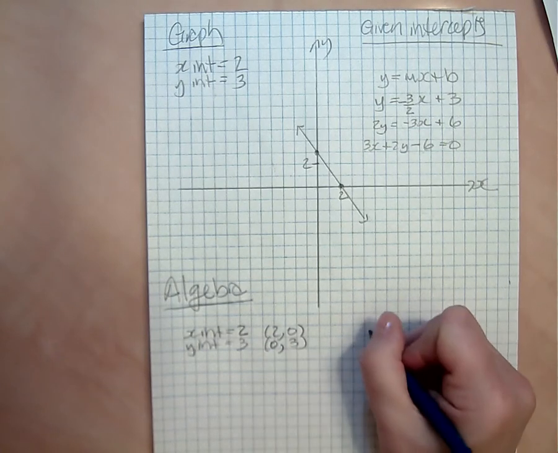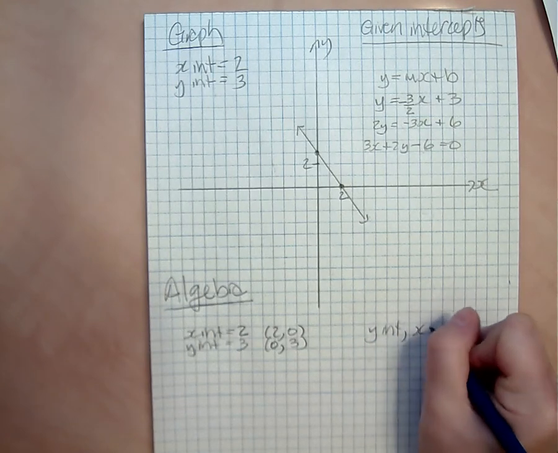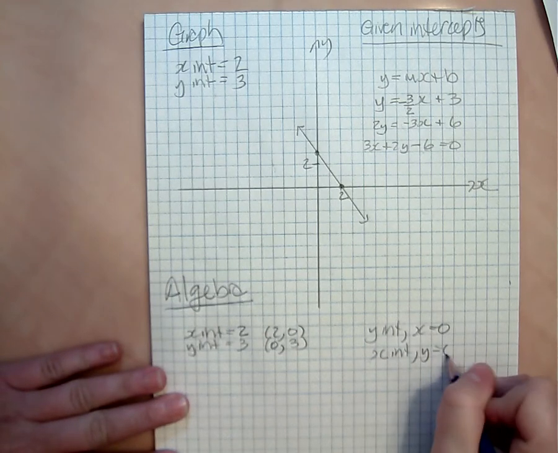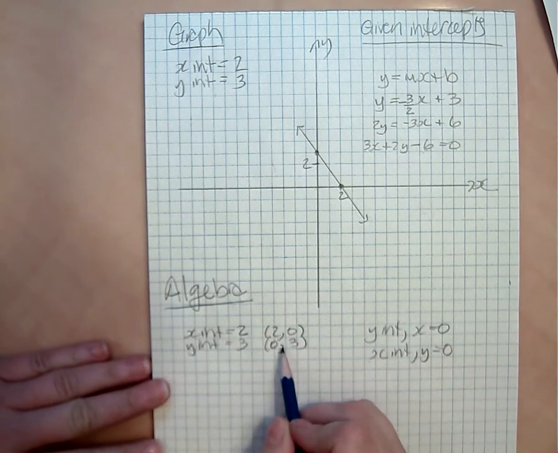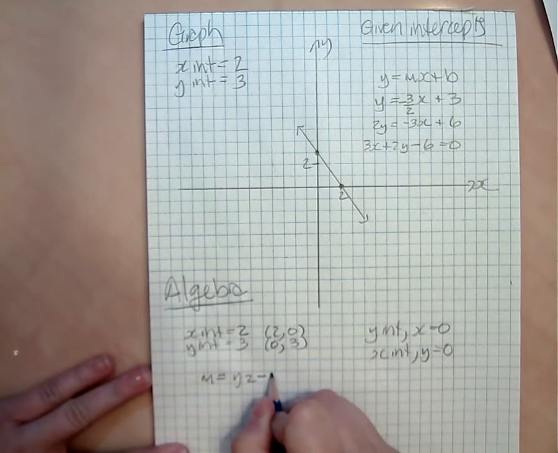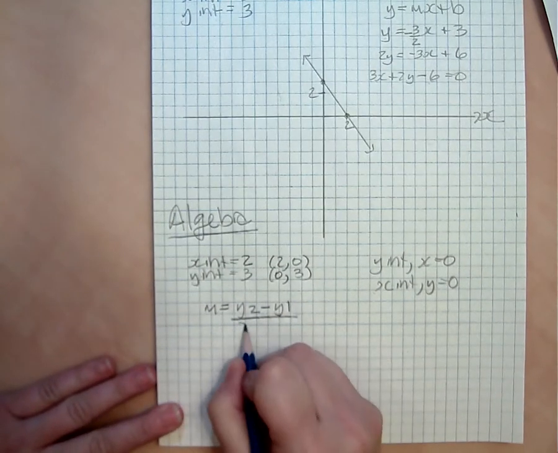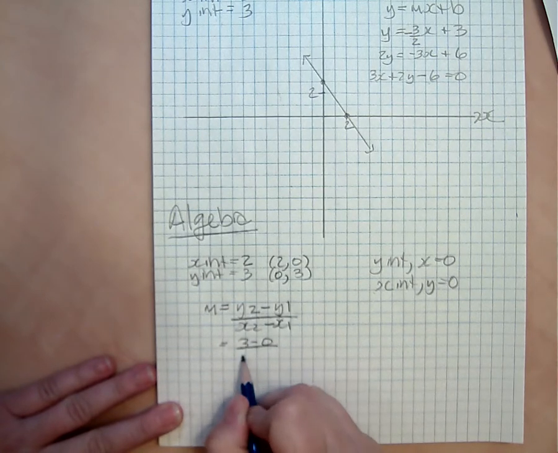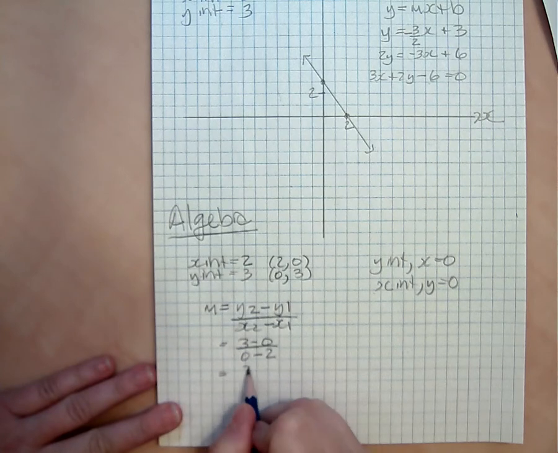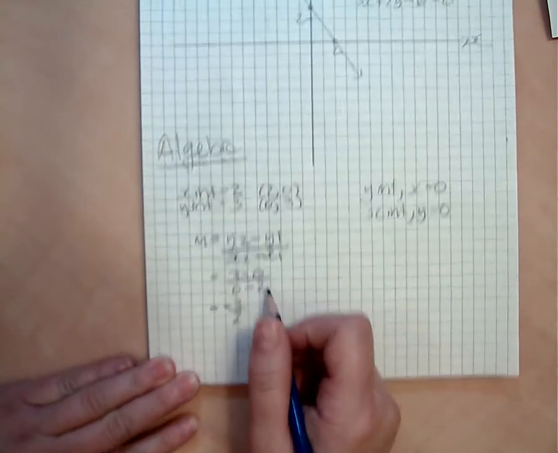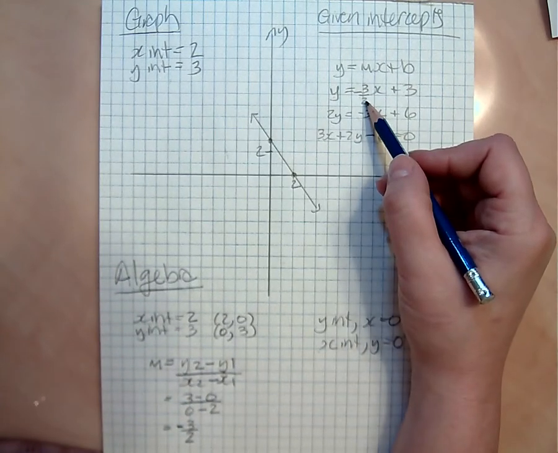Because we know to find the y-intercept, x is 0, and to find the x-intercept, y is 0. So there it is. X-intercept, y is 0, y-intercept, x is 0. So now I'm going to do slope equals y2 minus y1 over x2 minus x1, and that is 3 minus 0 over 0 minus 2, and that is 3 over negative 2, right? 0 minus 2 is negative 2, so I put the negative there. And, of course, we already knew this from doing it with graphing. The slope was negative 3 over 2.